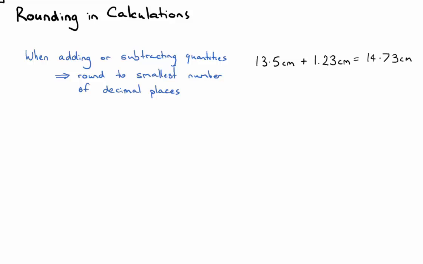But if we look back to the original numbers, we see that this first number, the 13.5, we only know as well as that first decimal place. So the question is, if we add those two numbers together, how can we know the final answer to the second decimal place if we only knew one of the original numbers to only one decimal place? So this is where we apply this rule, that instead of being 14.73, we round it to the same number of decimal places as the one that had fewer of them to start with. So it would be 14.7 centimetres.